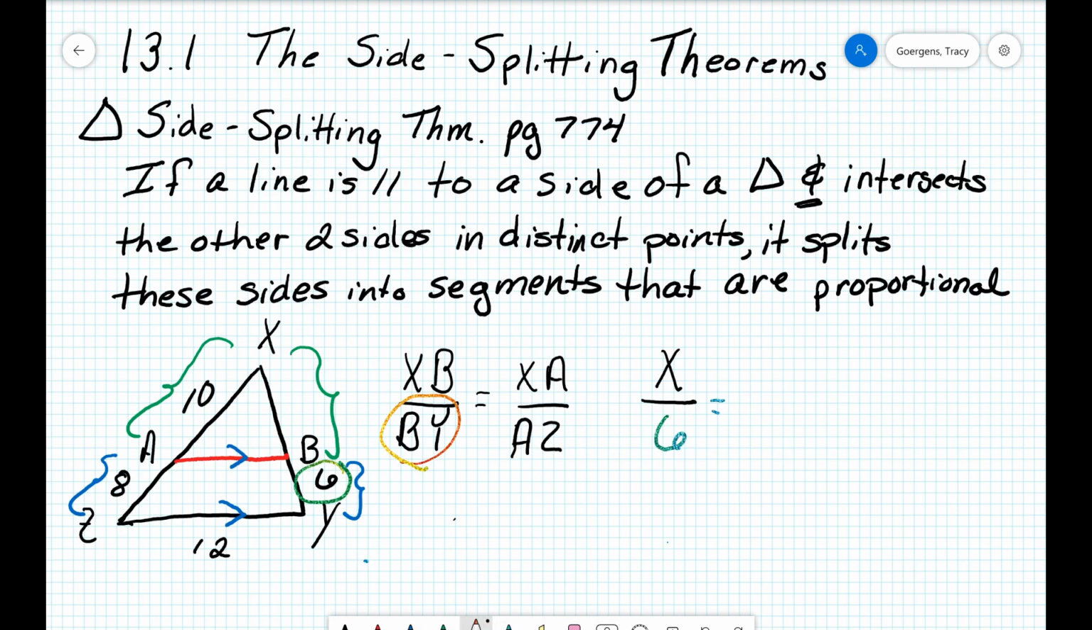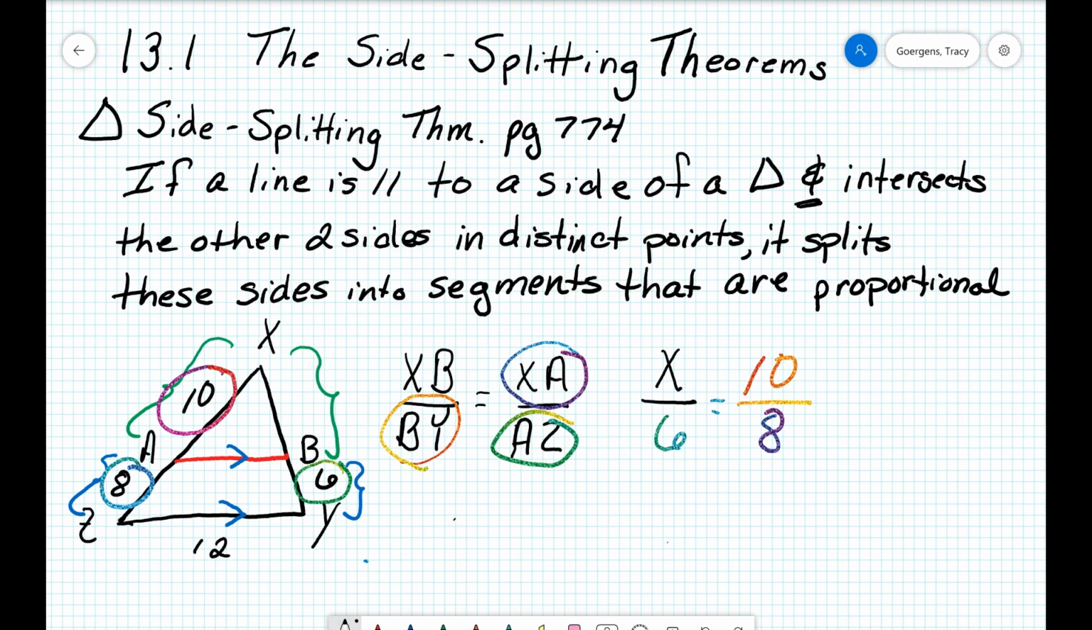So we have XA as our next one, and XA is going to be 10. Okay. And then we have AZ, and AZ is going to be 8. Everybody with me? All right. So from here we can solve our equation and set up our proportion.